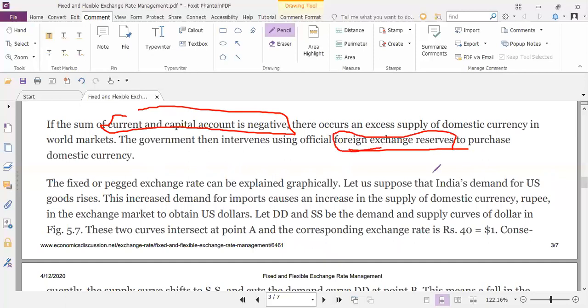Can anyone tell me about foreign exchange reserves? At least in the context of India, if you can tell me one or two points.